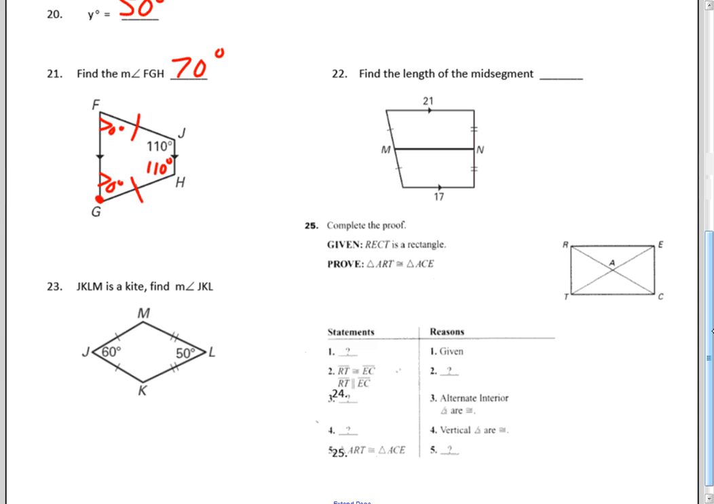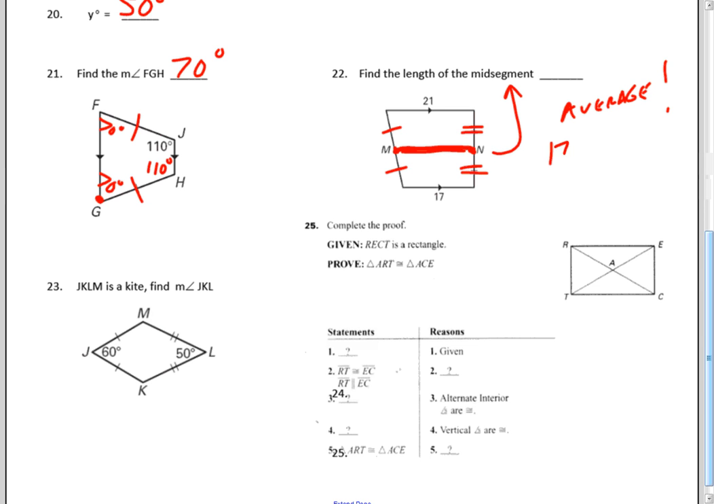22. Not an isosceles trapezoid, but since I've got this information, I know that M and N are midpoints. So what is MN called? That's the midsegment. What's its relationship to the two parallel sides? How do I determine this? Rachel? Average.